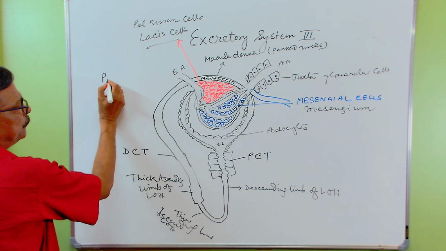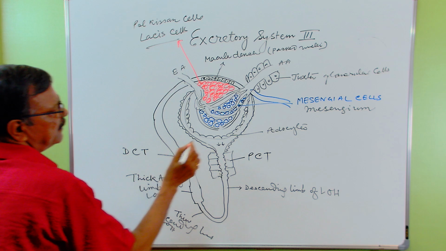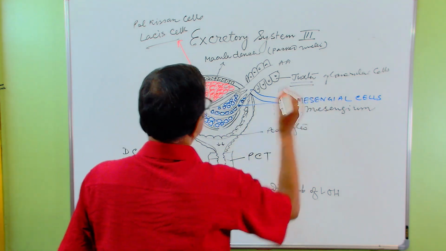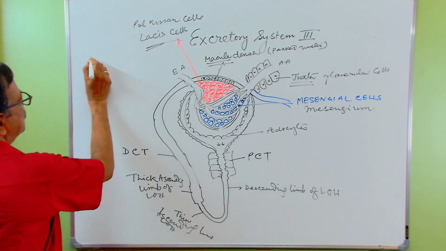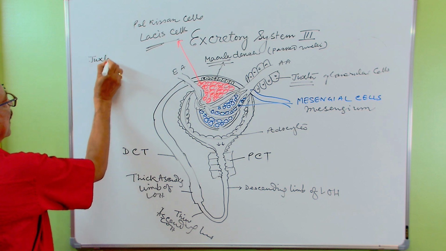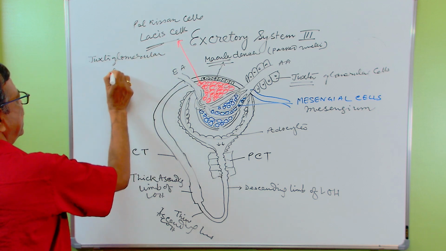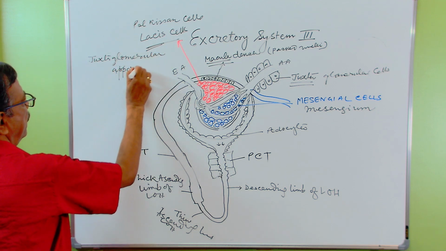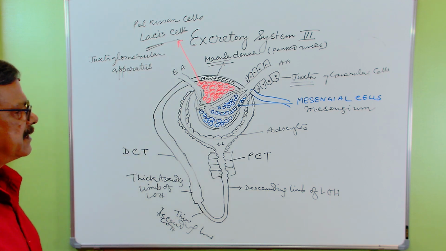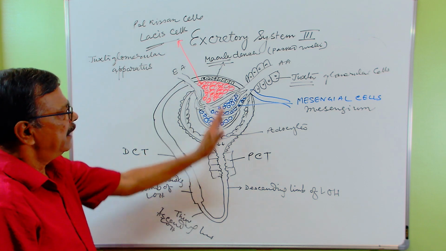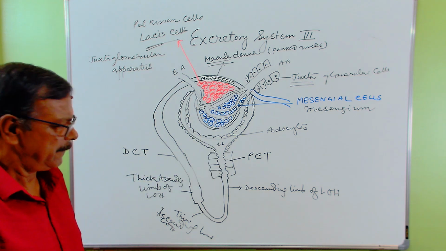These three, juxtaglomerular cells, lattice cells, and macula densa, form the juxtaglomerular apparatus. In this way, the kidney functions, that is, the nephron functions in this way.